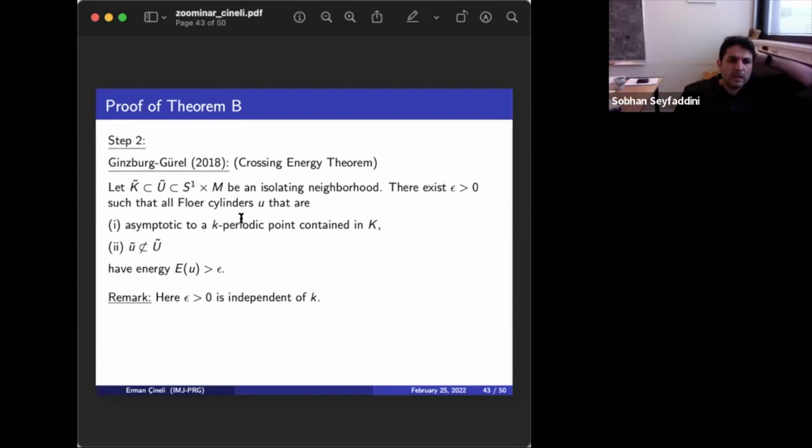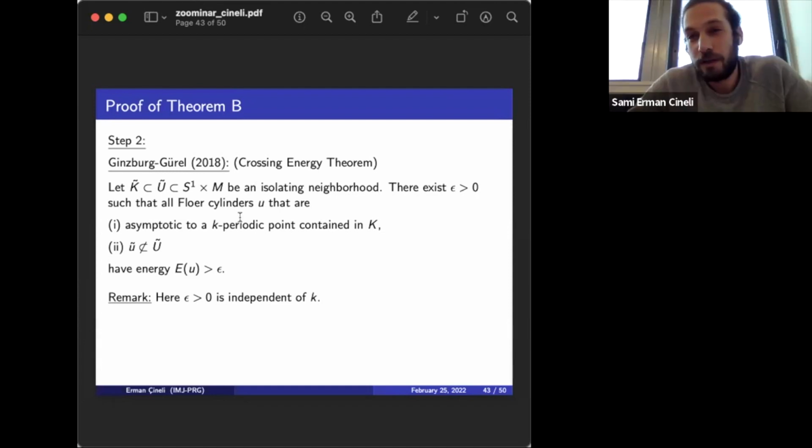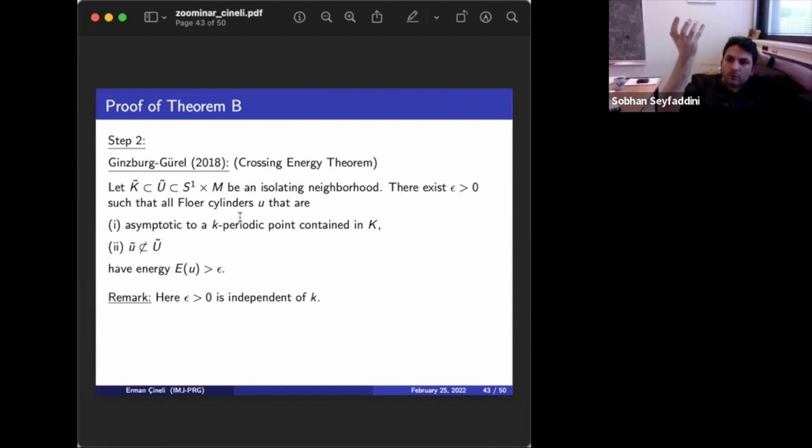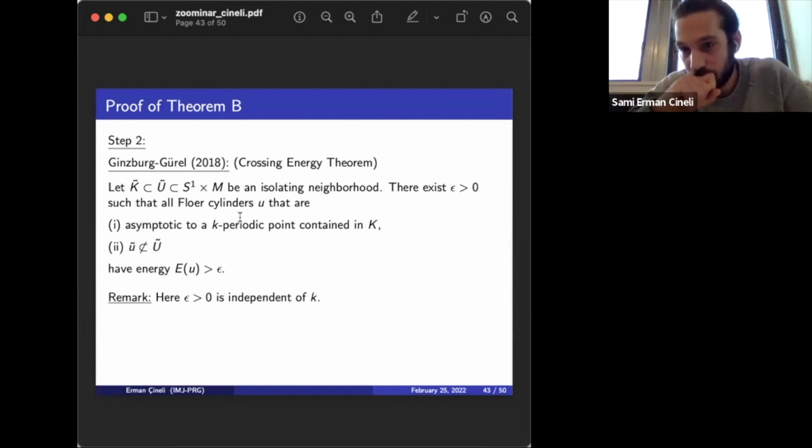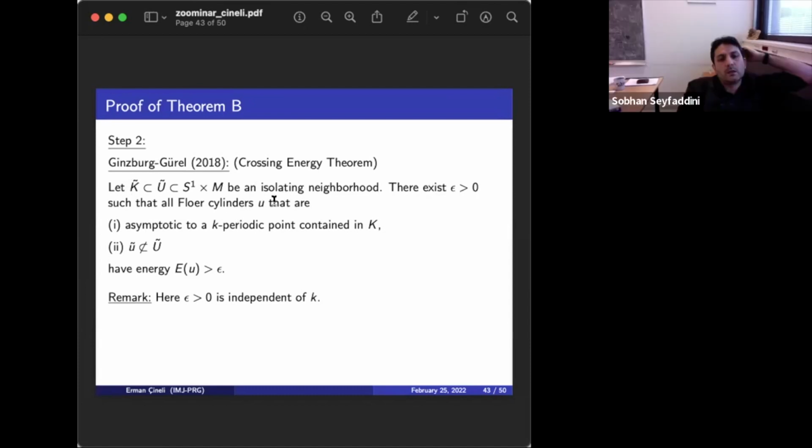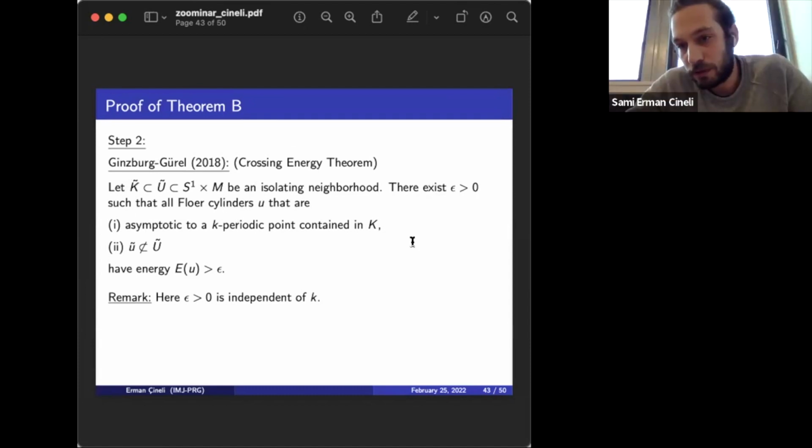K tilde is just k times S1? No. What did you say? For that, you take the S1 times k and flow it. Yes. Can you say what k tilde is again, please? So we have a Hamiltonian diffeomorphism phi. We take a flow whose time one map is phi, and flow each point up to time 1. Okay.